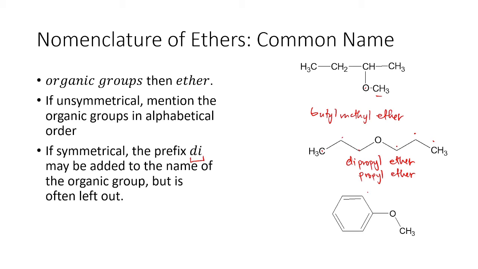And lastly, we have an aryl alkyl ether or an alkyl aryl ether, wherein we have our methyl and our aromatic group, which is benzene. So for its common name, this will be benzyl. Why benzyl first? Because B comes before M. Then we have our methyl ether. So we have here our benzyl methyl ether. Okay, as simple as that.